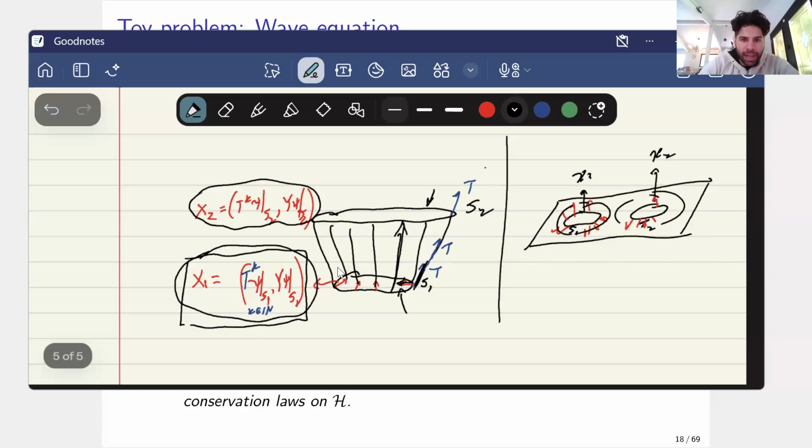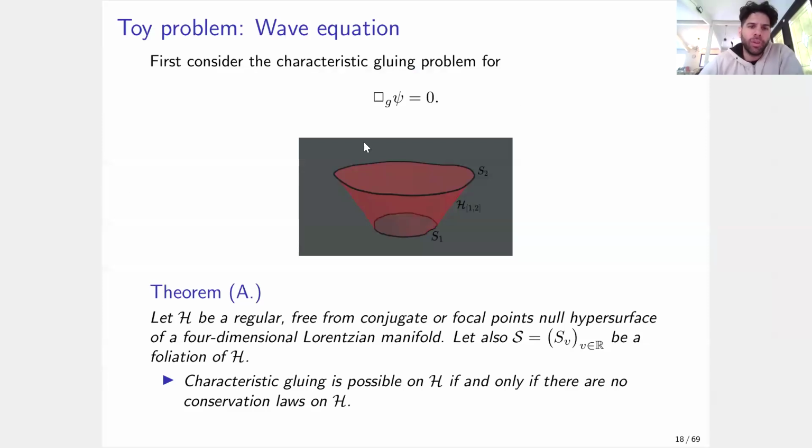There is an equation that relates your data here to your data here. This equation, in some cases, for some geometries, generates conservation laws. In other geometries, for other kinds of null hypersurfaces, it does not generate conservation laws. That's the main thing about the gluing problem for the wave equation.